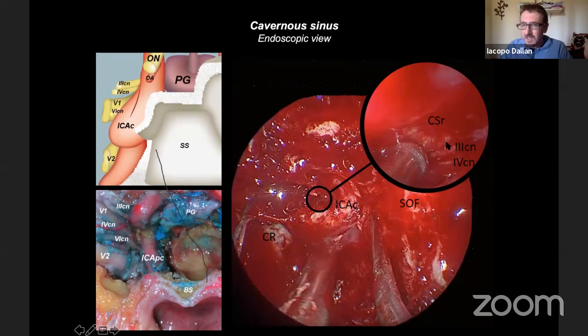So have a look back again at the anatomical part and have a look at the still, the screen that I've done here, that shows you the roof of the cavernous sinus and the third and the fourth cranial nerves, the oculomotor and trochlear nerves, that you are looking at. And as I told you before, these two nerves cross each other. So nicely shown here.